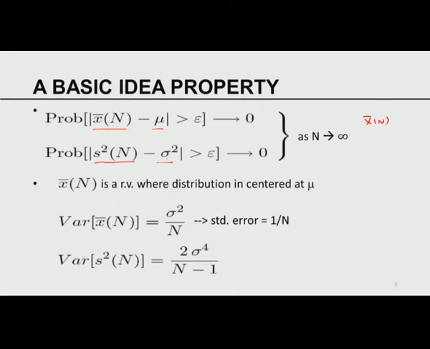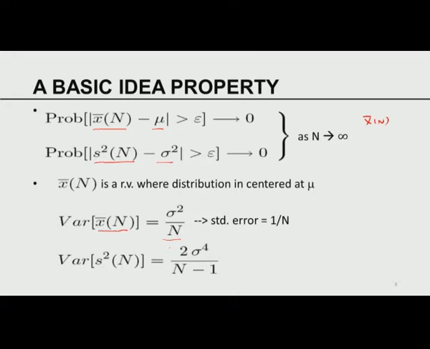What is another way of saying this? The variance of the sample mean, so the sample mean is random, therefore its variance is sigma square over n. Sigma square over n is the variance of the sample mean, and that goes to 0 as n goes to infinity. That is one of the statements that is captured in the first line.